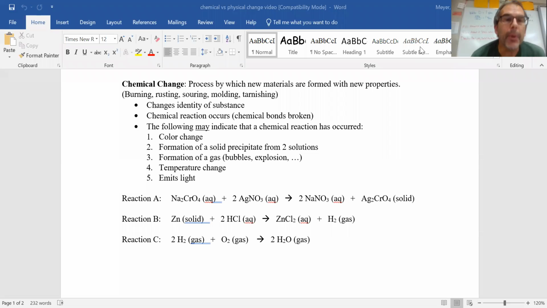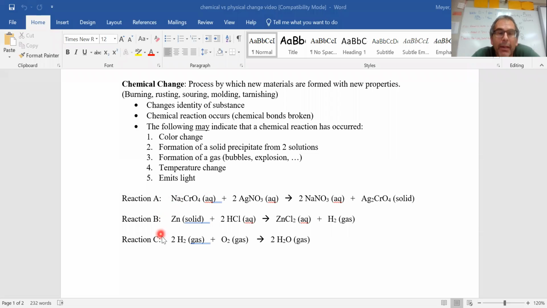Welcome to Chemical Change versus Physical Change, Part 2. I'm Mr. Meyer, and we just did 3 reactions that were chemical changes because we created new materials which were formed with new properties. We had changed the identity of substances, and essentially old bonds broke and new bonds formed. I'm just going to grab a little marker and spotlight a few things.